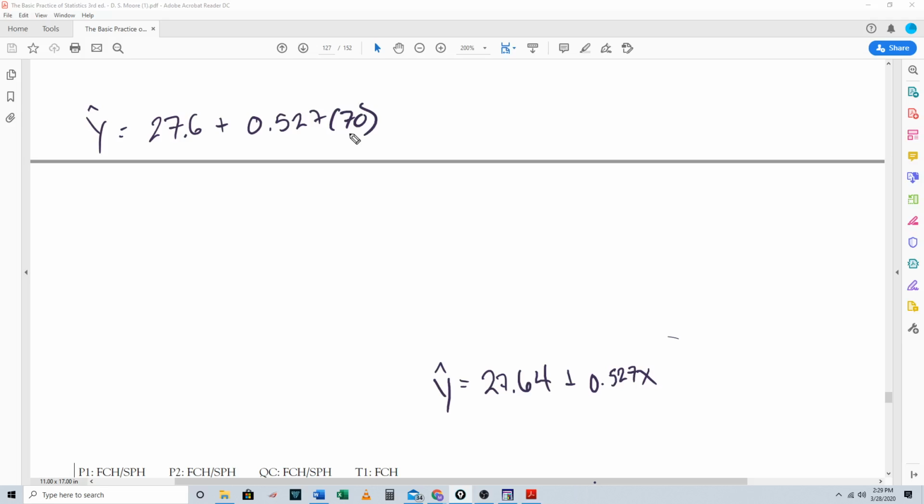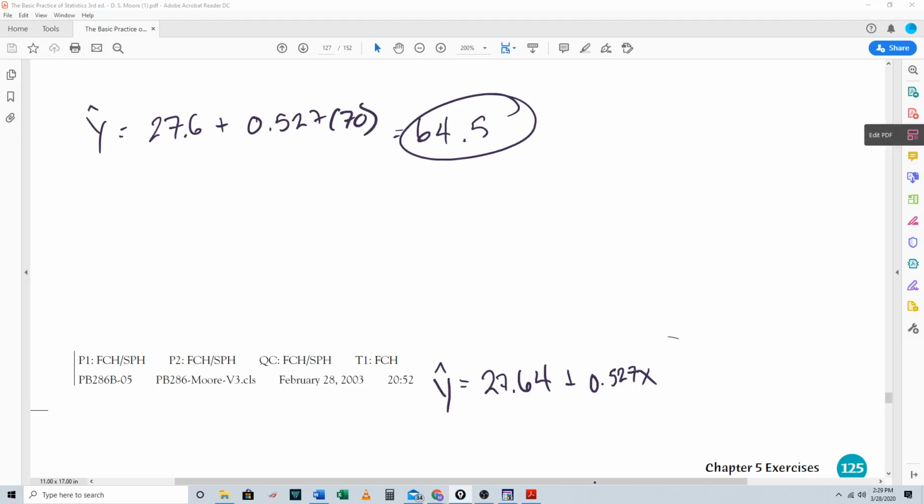And get 64.69, or roughly 64.5. Okay, that will be your prediction. So let's see how the rest of these questions go. First one's not starting out too great. All right, let me clear this.